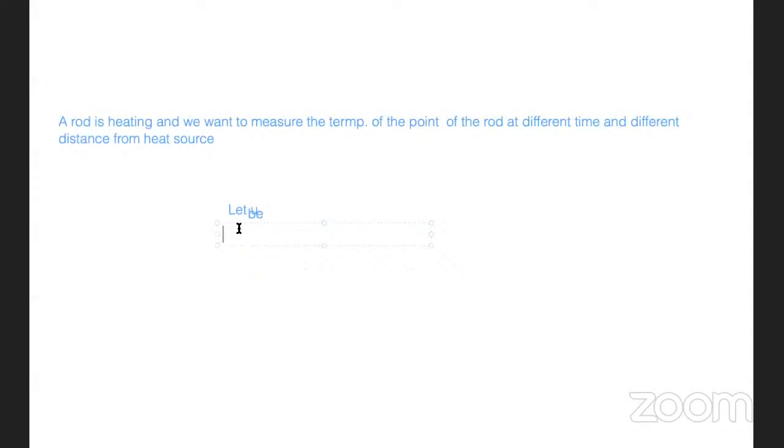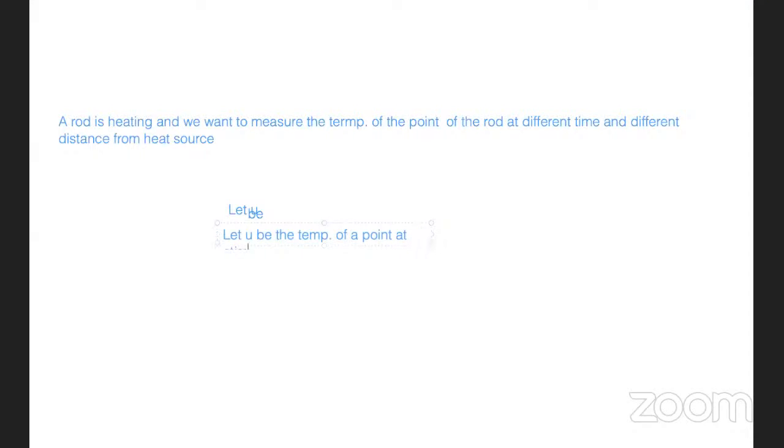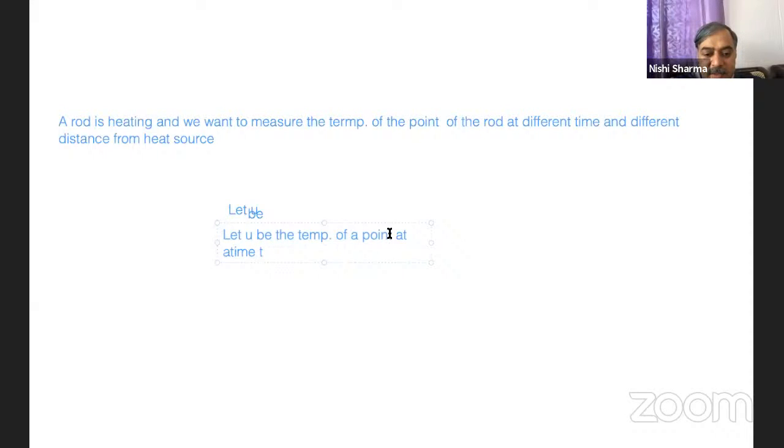Okay, I'm writing here. Let u be the temperature of a point, rather I should say that of a point, at a time, say t, and at a point, say x.